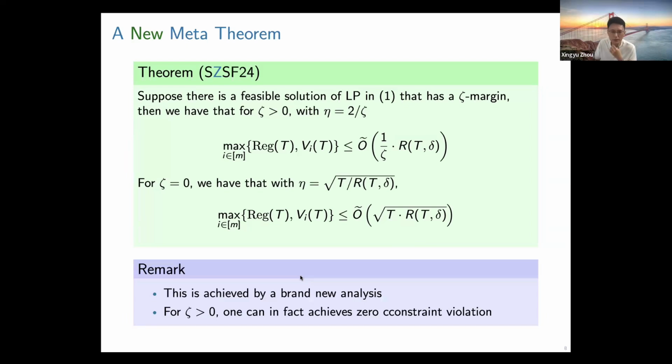This is achieved by a brand new analysis. It's totally different from their previous analysis. And in fact, in the strictly feasible case, the Slater condition case, we can even achieve zero constraint violation. We have included it in the paper. It's very simple. You just tune this kind of budget a little bit, and you can achieve it.